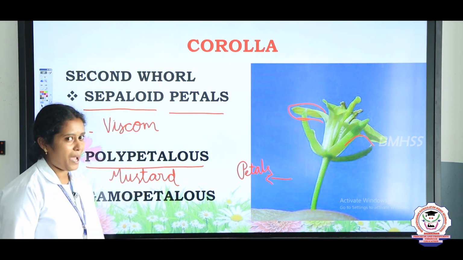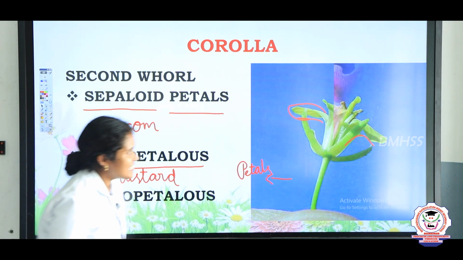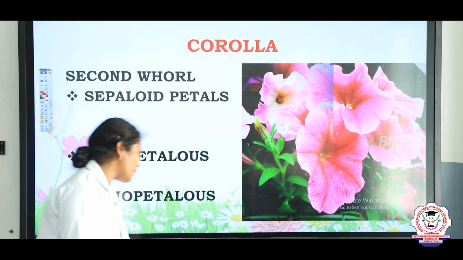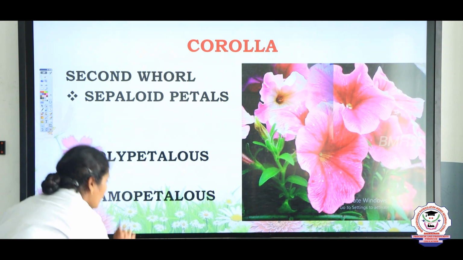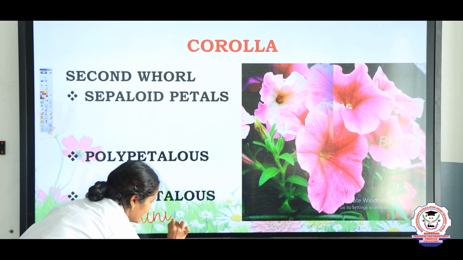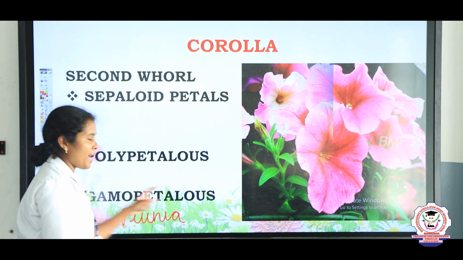That is called gamopetals. Okay, and what is the example of gamopetals? See here. Yes, petunia flower. It is the example of gamopetals. Okay, and what is the spelling of petunia? P-E-T-U-N-I-A. Okay, petunia flower. This is the example of gamopetals.